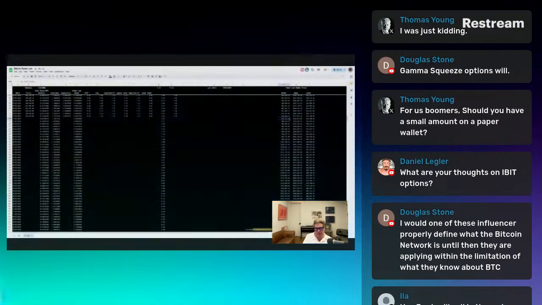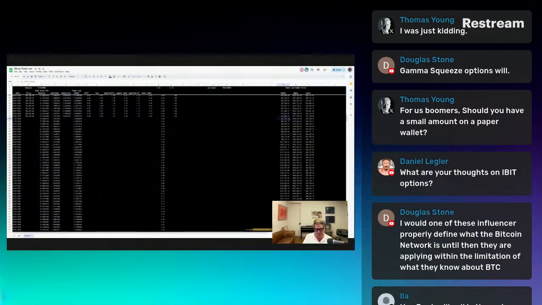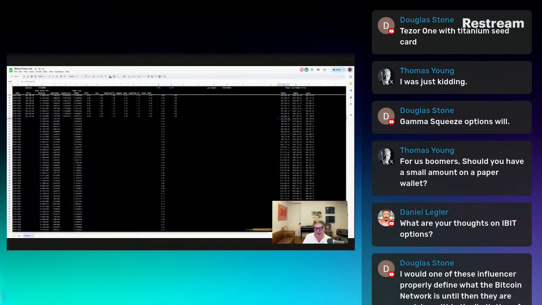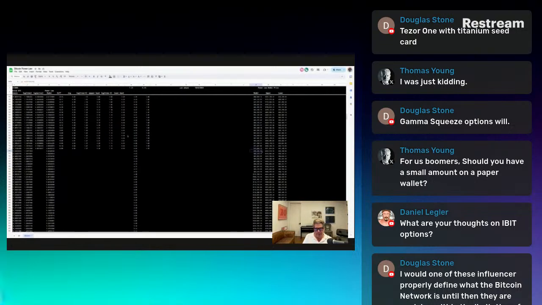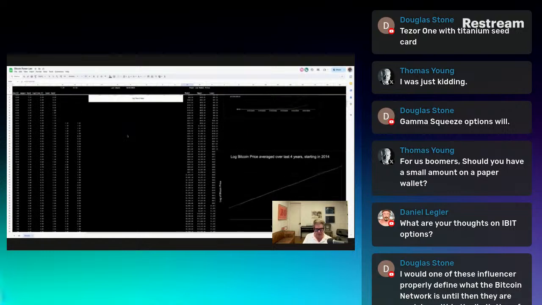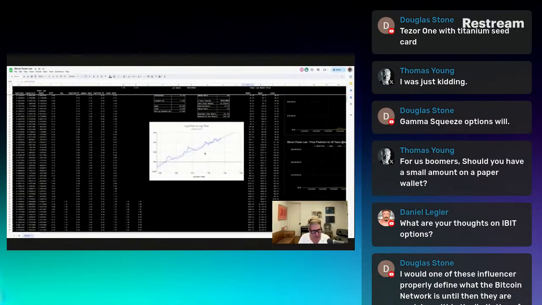Gamma squeeze options. Listen, I think there is some real chance that we have some explosive movement in the next 3 years, right? 4 years. So what does the power law tell us? Let's go back to the power law real quick. The power law tells us something about the trend, right? It doesn't tell us about the gamma squeeze or anything else. It just says the trend is going to 1 million.